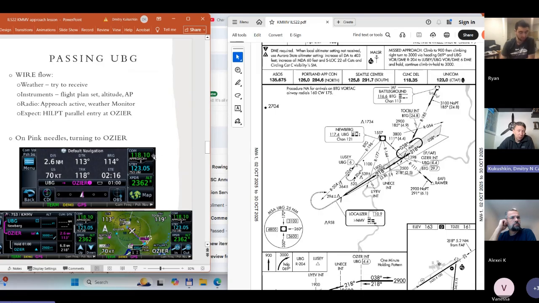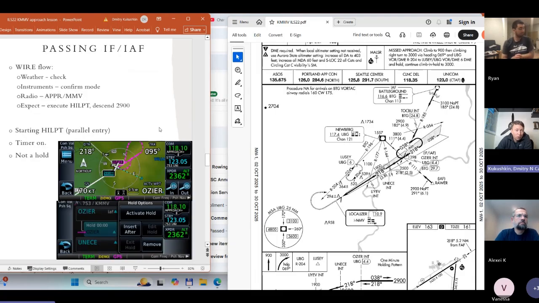And what else? You're talking to approach here, and you are, well, standby for 123.5. I didn't switch the frequency yet, but really should have by now. That's us passing over Newburgh. Let's go to the next step.